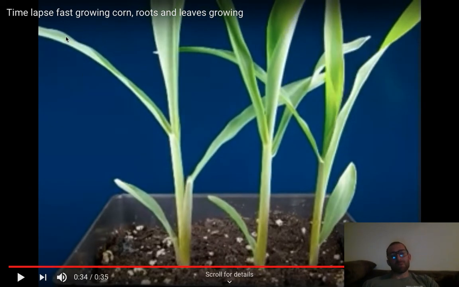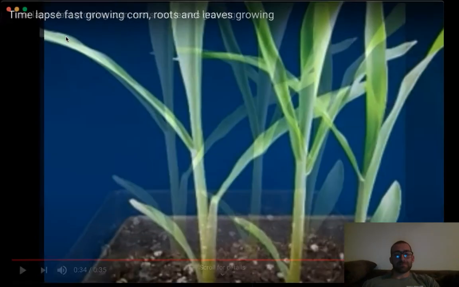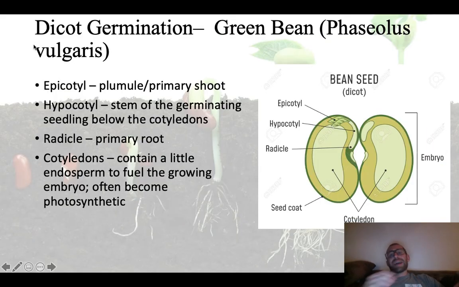All right, so pretty easy, right? Not too complicated. There are a couple of anatomical terms you need to know, but the actual process is fairly simple. That is hypogeal germination, typical of our monocots. Now we're going to take a look at dicot germination.